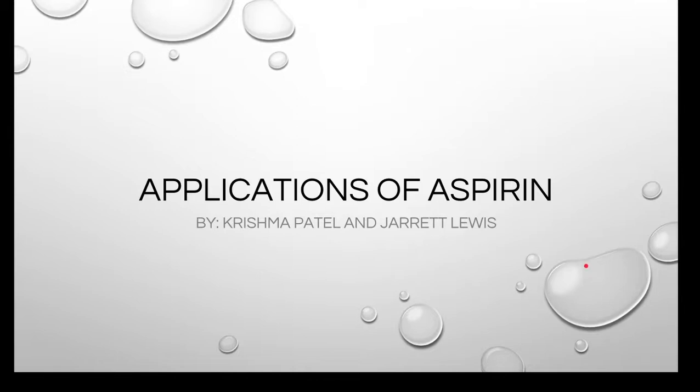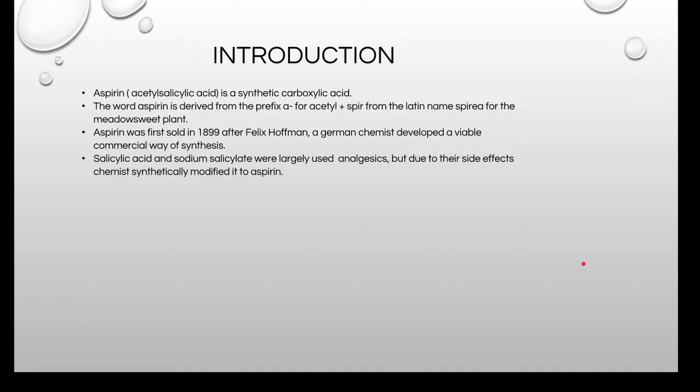These are the applications of aspirin. Aspirin, also known as acetylsalicylic acid, is a synthetic carboxylic acid. The word aspirin is derived from the prefix "a" for acetyl and "spir" from the Latin name spirea for the meadowsweet plant from which this was first derived. Aspirin was first sold in 1899 after Felix Hoffmann, a German chemist, developed a viable commercial way of synthetically deriving this. Salicylic acid and sodium salicylate were largely used as analgesics, but had unintended side effects, and chemists synthetically modified this to produce aspirin.